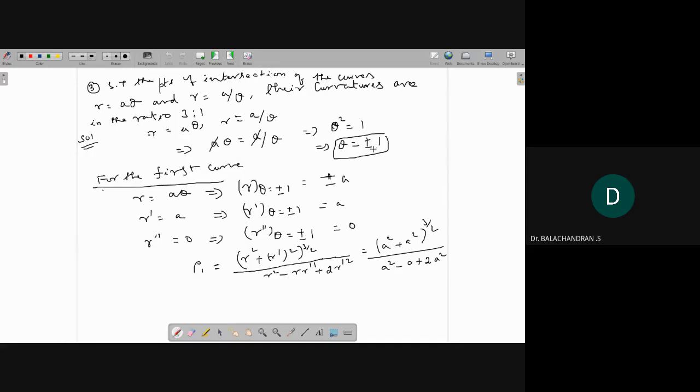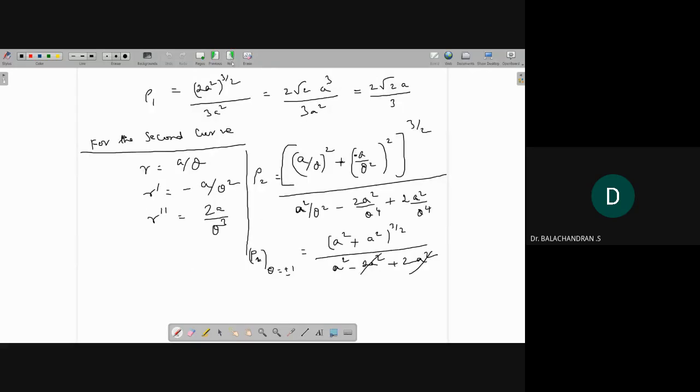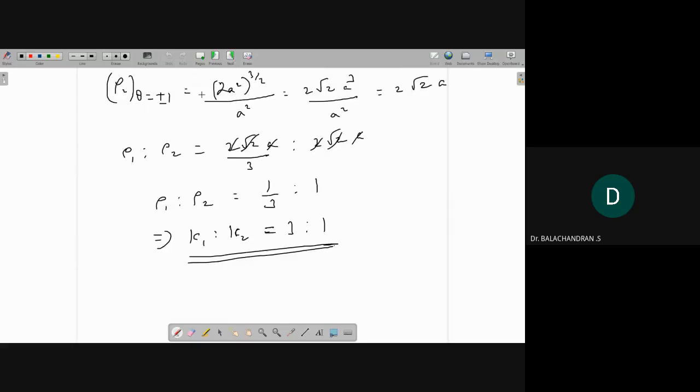Then find rho 1 at theta equal to plus or minus 1, similarly rho 2 at theta equal to plus or minus 1. So I got rho 1 and rho 2, and the ratio is 1 by 3 is to 1. The reciprocal is the curvature, that is 3 is to 1. So this is the idea. Try these two problems. Again, we will discuss Monday, I think 4th hour. If you have any doubts, you can ask me.